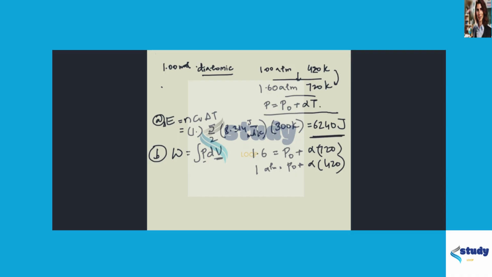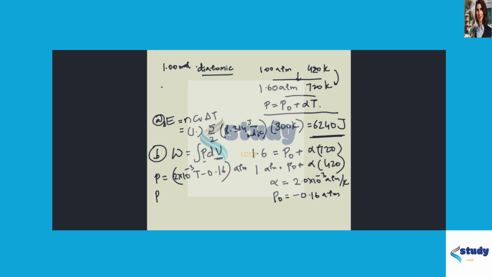By simply subtracting these two equations, we can find the value of alpha, and it turns out to be 2 into 10 power minus 3 atmosphere per Kelvin. And then we can substitute the value of alpha back to find P naught, which turns out to be minus 0.16 atmospheres. So pressure is equal to 2 into 10 power minus 3 T minus 0.16 atmosphere, where T is in Kelvin.